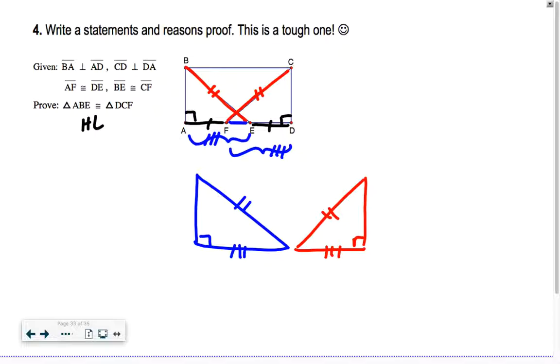Okay, so I didn't do the full proof, but do you guys understand what we would do to get the proof? Yeah.